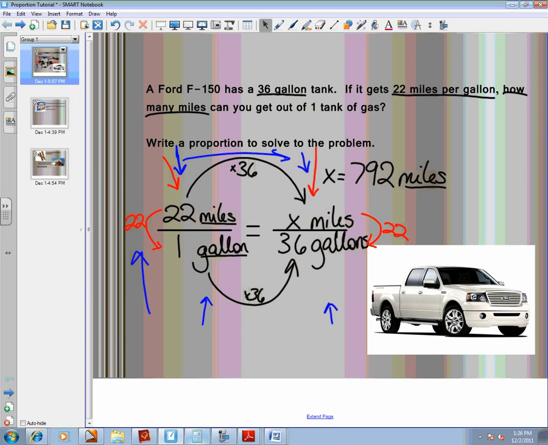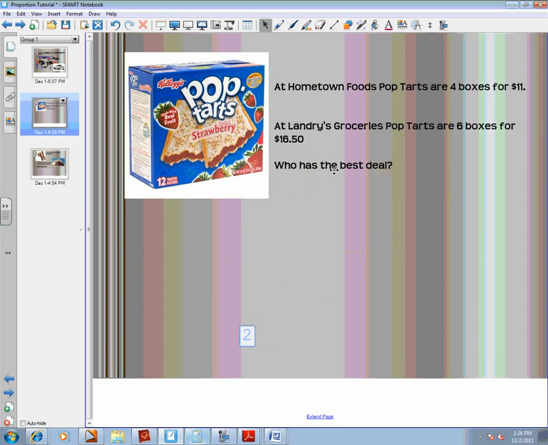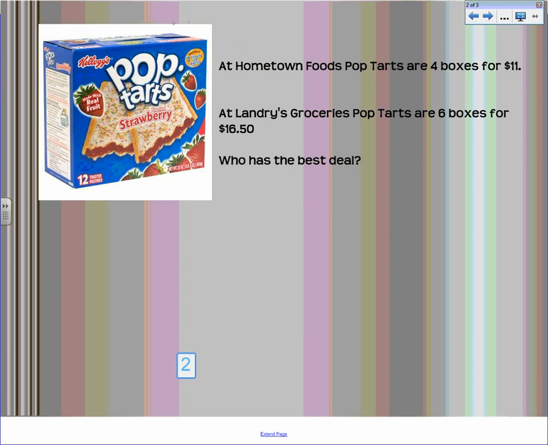Okay? So let's look at our next problem. We have a grocery store problem. Now we're moving more into unit rate. So we just did proportions. We can use proportions to help us with unit rate, but in this case, I don't think we're going to need to. At Hometown Foods, Pop-Tarts are 4 boxes for $11. At Landry's Groceries, Pop-Tarts are 6 boxes for $16.50. Who has the best deal?